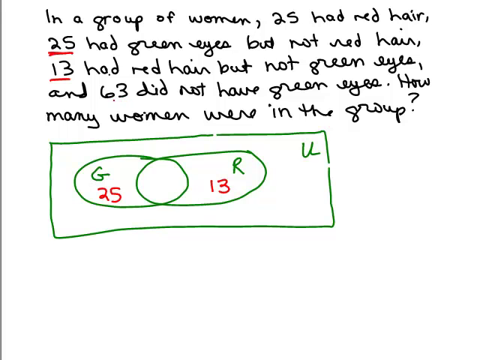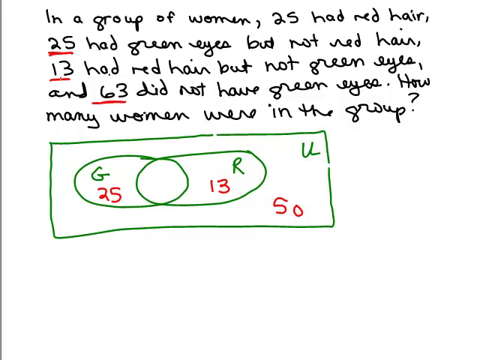63 did not have green eyes. Okay, so here, this circle for the G are all the women that had green eyes. So I know outside of that circle has to add up to 63. And what's outside of this circle is this region plus that region. So together, the people out here, that don't have either green eyes or red hair, plus the 13 have to add up to 63. So if this is 13, what is this going to be over here? 50 in order to add up to 63. So I was able to use that piece of information.